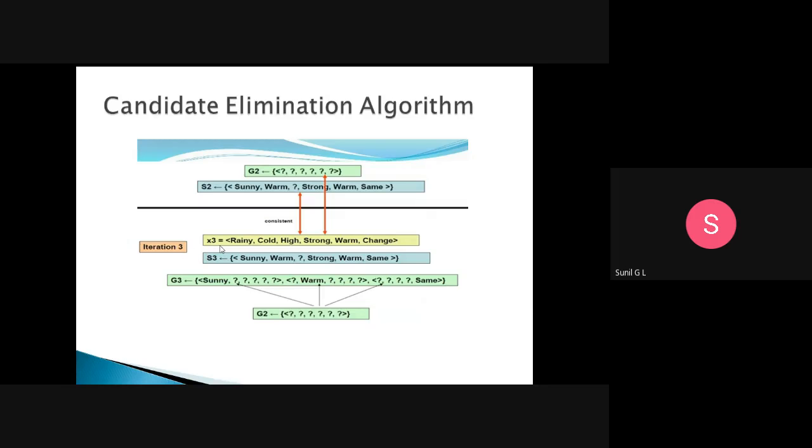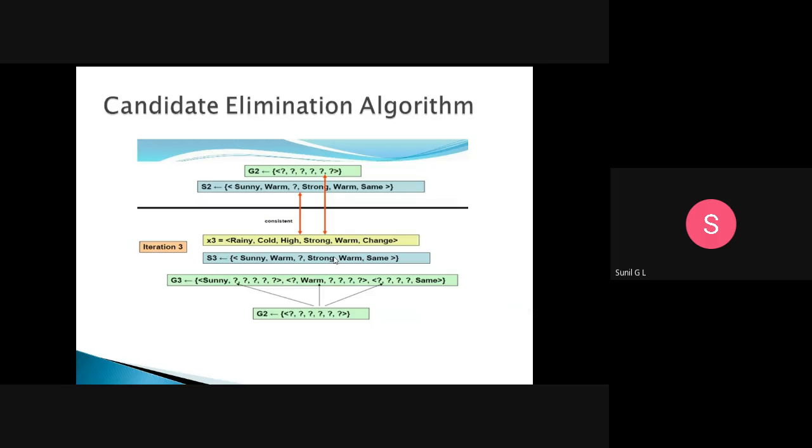When you come to iteration 3, we take the instance x3, the third row: rainy, cold, high, strong, warm, change. Here we have a negative data set, so don't change anything in the specific hypothesis. Whatever values are in S2, keep the same values in S3. This is the negative data set.